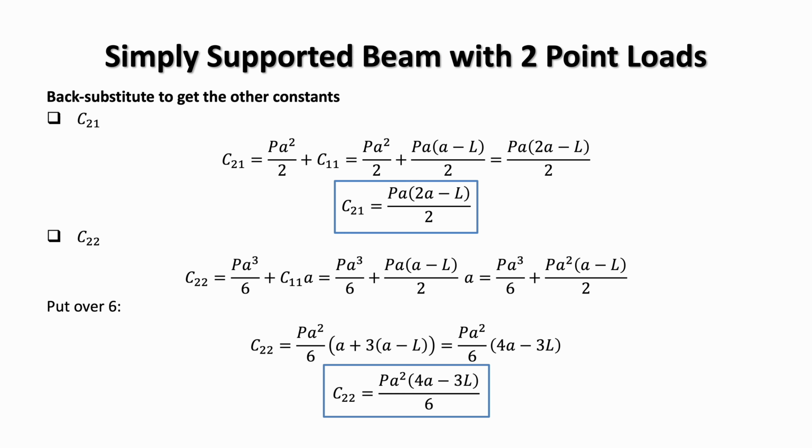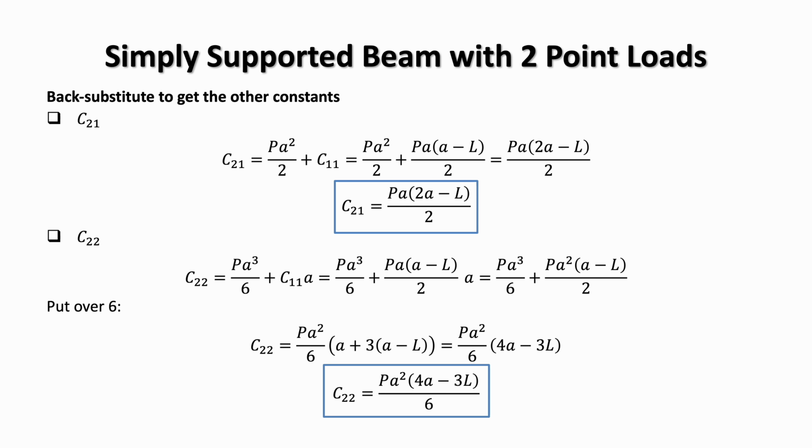First, we'll back substitute the value of C11 to find C21 using the expression from equation 1, and we'll obtain that C21 equals PA times (2A minus L) over 2. Next, we'll find C22 using the expression from equation 2. Substituting C11, combining everything and putting everything over 6 will lead us to C22 equals PA squared, all that times (4A minus 3L) over 6.